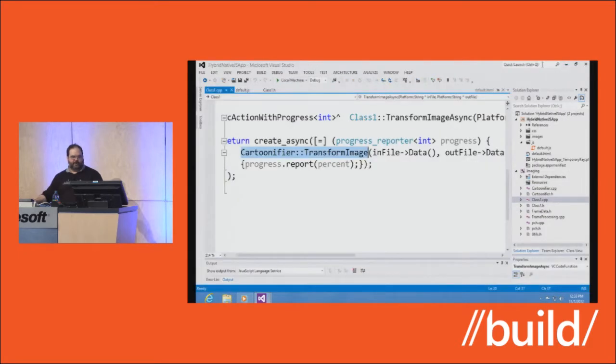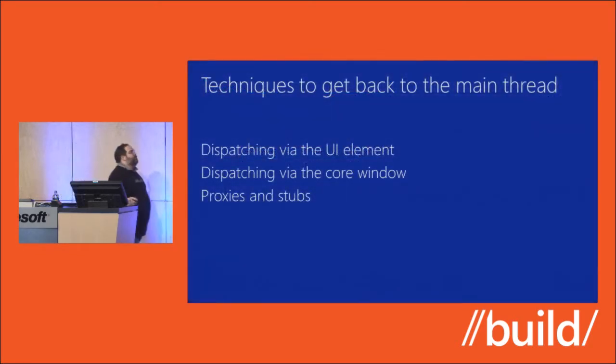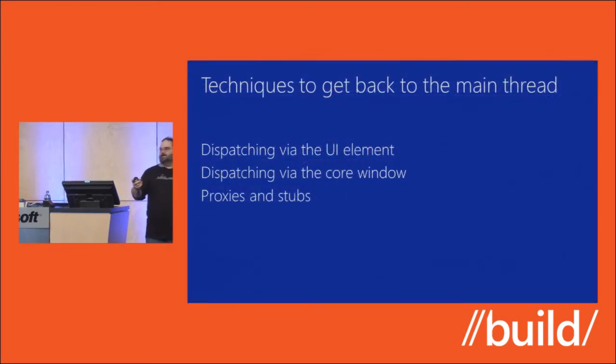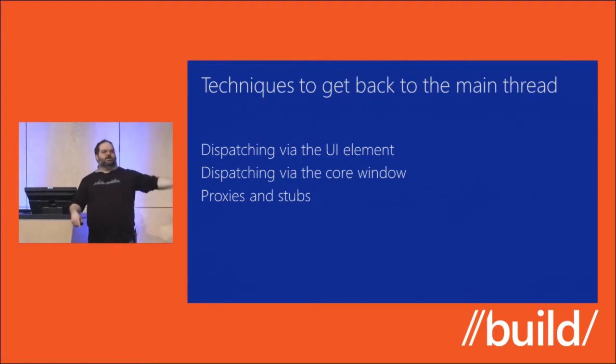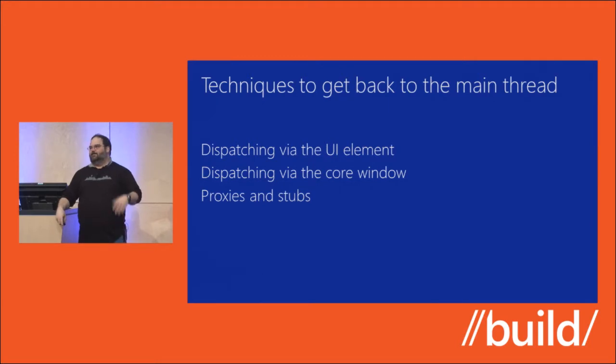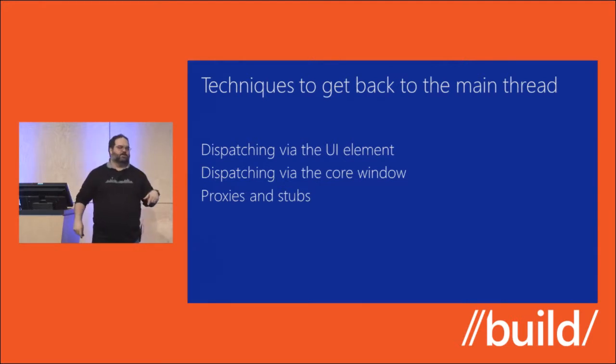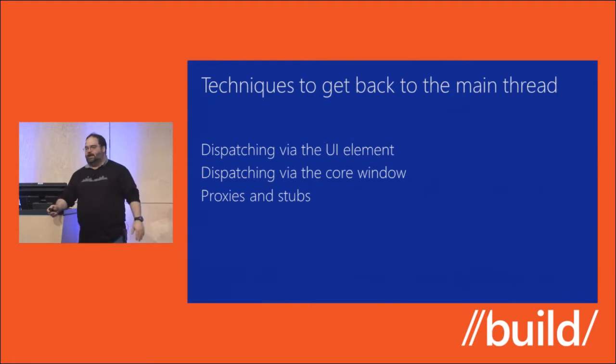So we'll go ahead and go back to the slides. The problem here is that JavaScript is thread-affine, and we just tried to call into a JavaScript delegate from something that wasn't the UI thread. I'm going to give you 3 ways to get back to the thread. At the end, I'll argue that the one you probably want to use is proxies and stubs. There are 2 ways to dispatch, or you can write a proxy stub, and the system will just do the work for you. It will just work.